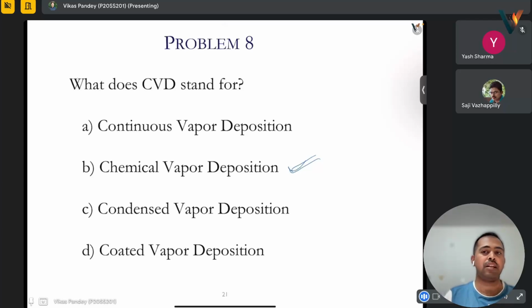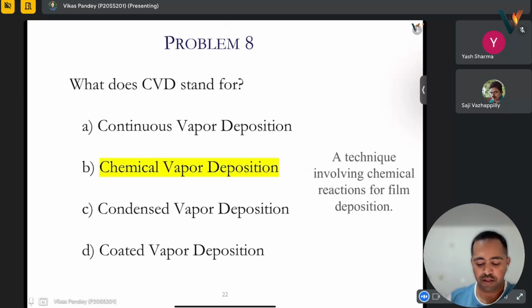So these techniques are very commonly used in the electronic industry, though it might not sound familiar to common people, but it's a very common technique.